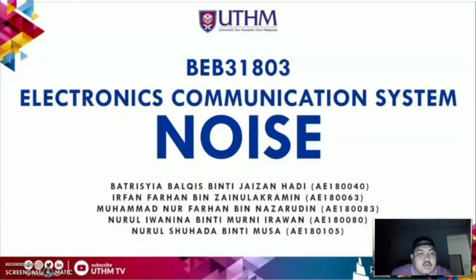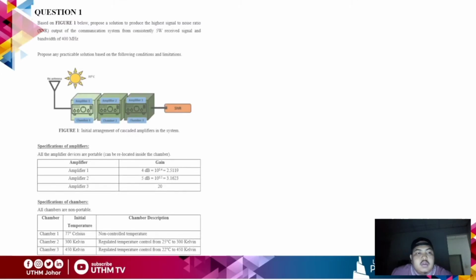I'm Muhammad Fabian Nazaruddin, and now I will explain to you about question 1. Okay, this is the question. Based on figure 1, which is the initial arrangement of cascade amplifier in the system, we need to propose a solution to produce the highest SNR output of the communication system from a consistent 5-watt received signal and bandwidth of 400 MHz. We need to propose any practical solution for the SNR output based on the following condition and limitation.